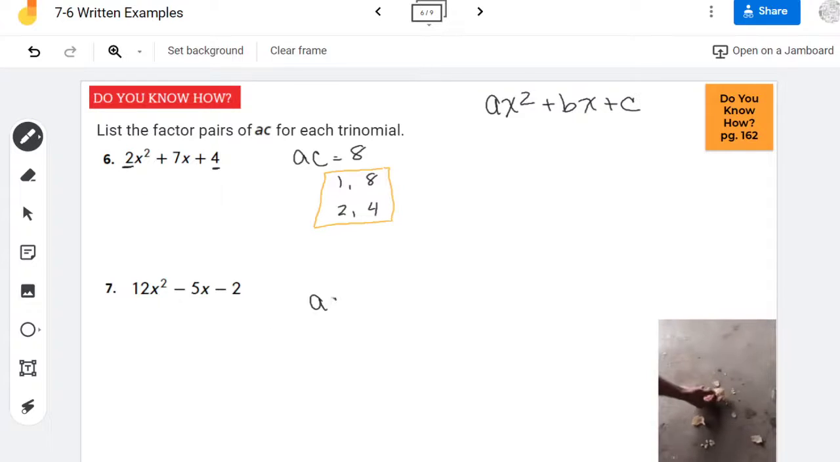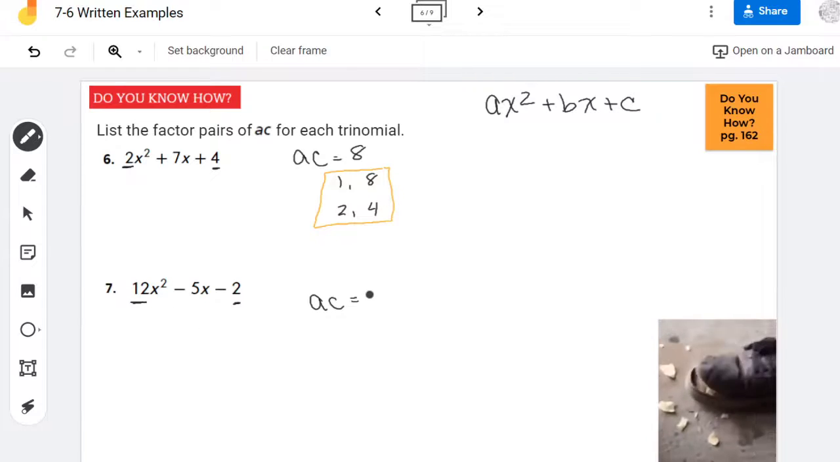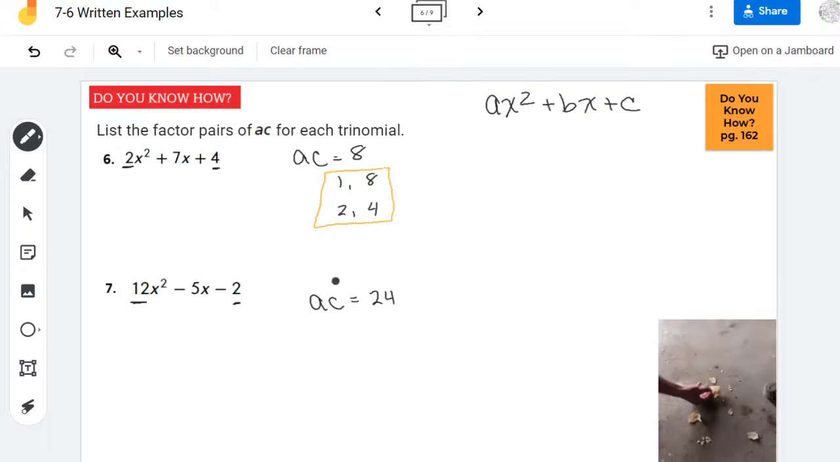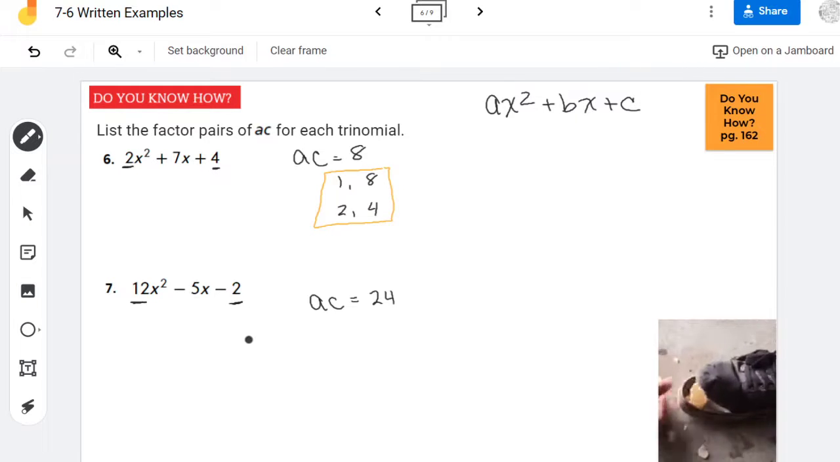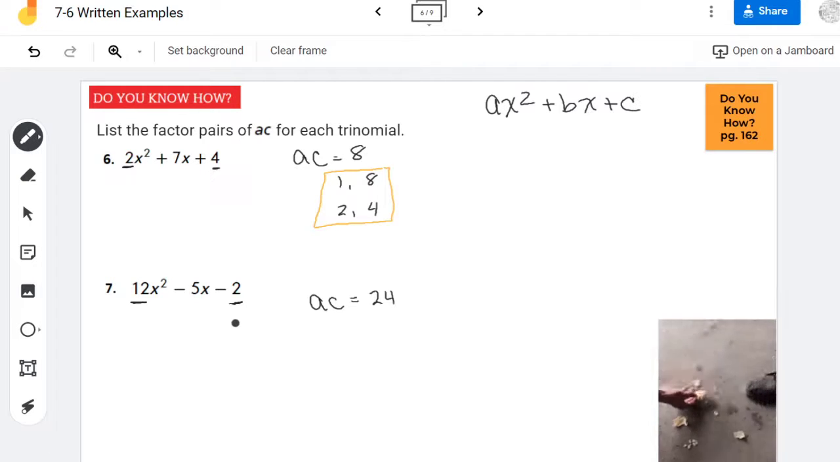Alright, so now on this one, AC, I'm doing 12 times 2, which is 24. Now some would argue that A times C would be negative 24 because technically C is a negative 2. Depending on how you learn how to factor, it just depends on what you believe. Personally, I'm just going to find the factors of 24, but some people choose to call them positive and negative, which would double my list.